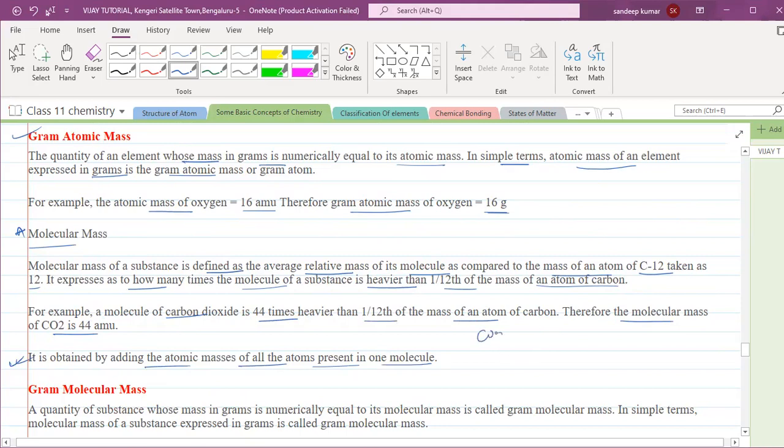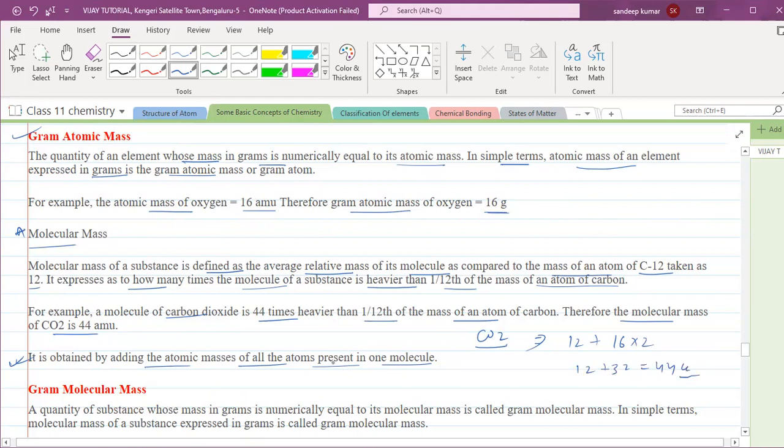For example, when you see carbon dioxide, what is the atomic mass of carbon? 12. Okay, so one atom is there, so 1 into 12, plus what is the atomic mass of oxygen? 16. So 16 into 2. So 12 plus 32, that is equal to 44 U. Okay, this is the molecular mass.